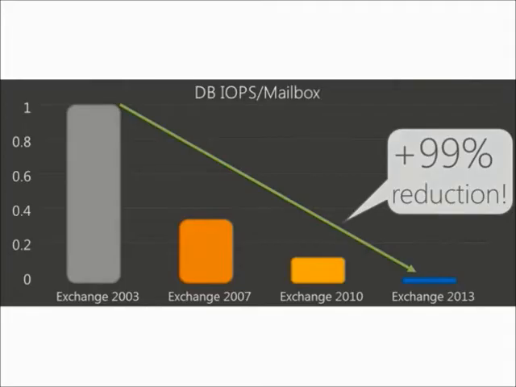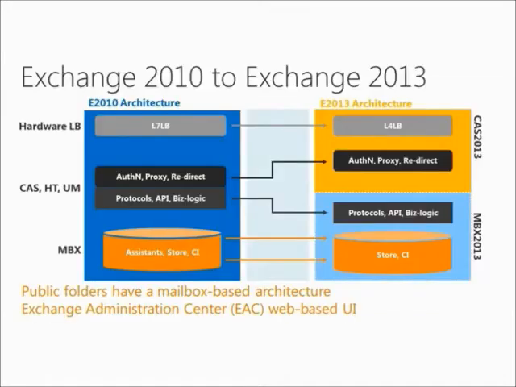99% reduction in I/O compared to 2003. What does that mean? Well, that means most likely a future version of the Exchange product will actually give you I/O back. So what we have are clients that are pretty much all HTTP, load balancers to balance CAS servers, but don't do anything else. Just simple layer 4 load balancing.